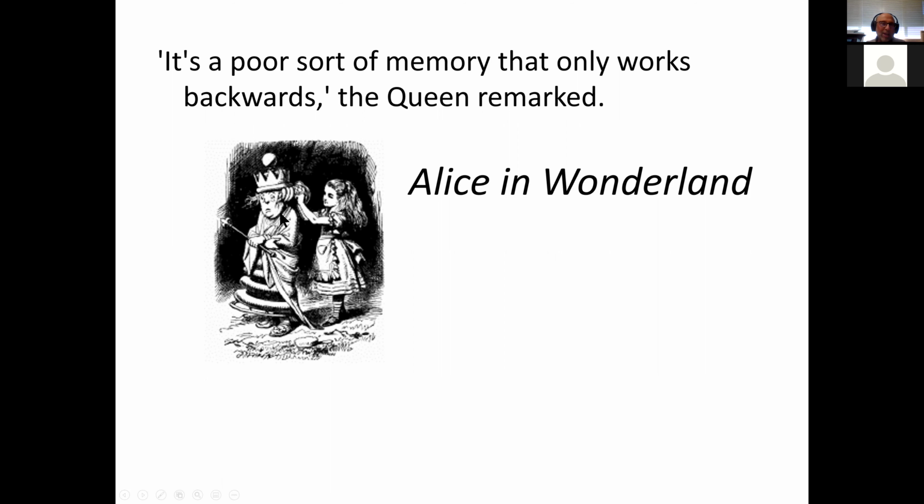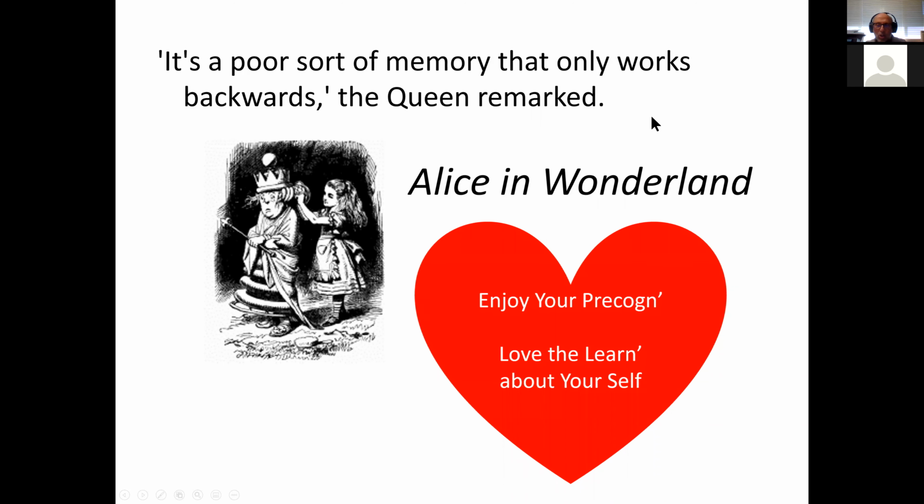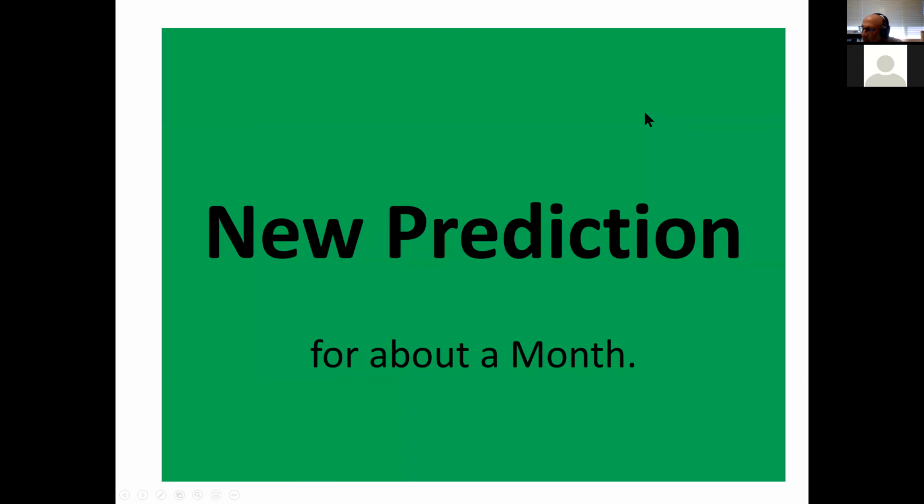But here's the queen. It's a poor sort of memory that only works backwards. I mean, isn't that cool that way back when, what, 1800s, whenever Alice in Wonderland was done, this idea that you could have forward-looking memory was out there. It's sort of cool. And do enjoy it. Love the learning. What are you learning about ultimately? You're learning about your deeper self. Any more questions or comments on that one?